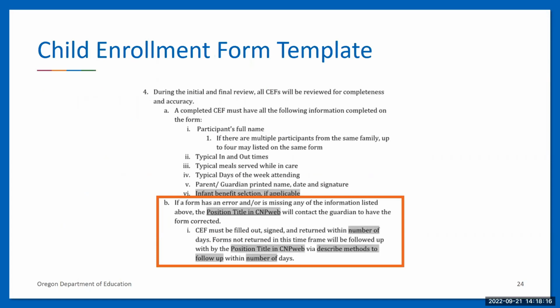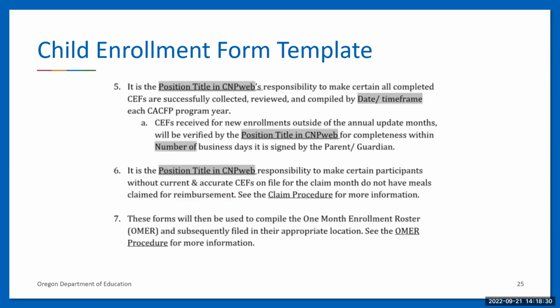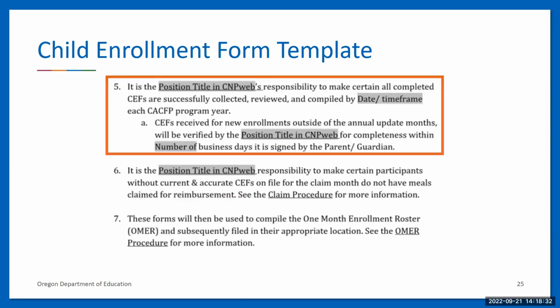Going back to step 4 in the procedure in section B, complete what is done if the CEF is not complete or valid and what staff position is responsible for carrying this step out. In step 5, name the staff responsible for oversight on the CEF process. Oversight here is ensuring participants have a complete and accurate CEF on file. There is a date and time frame field here as well.